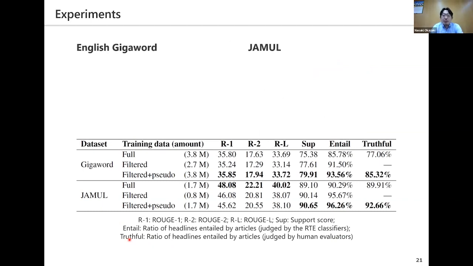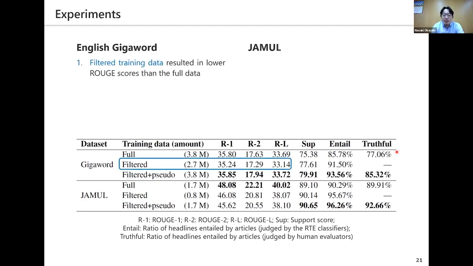So this table shows the experimental results on English Gigaword and JAMU, the Japanese news corpus. And these are the Rouge scores, and SUP stands for support score that measures the truthfulness of headlines based on the word overlap between headlines and source articles. Entail stands for the ratio of headlines entailed by articles judged by the classifier. And truthful stands for the ratio of headlines entailed by articles judged by a human evaluator.